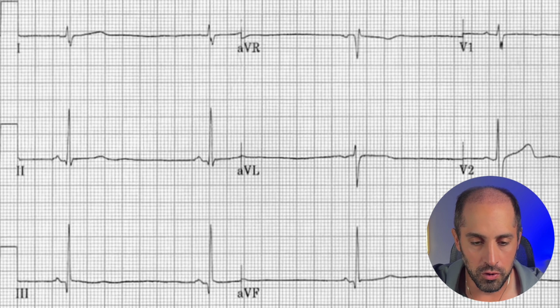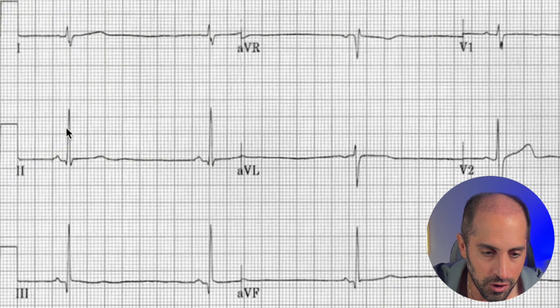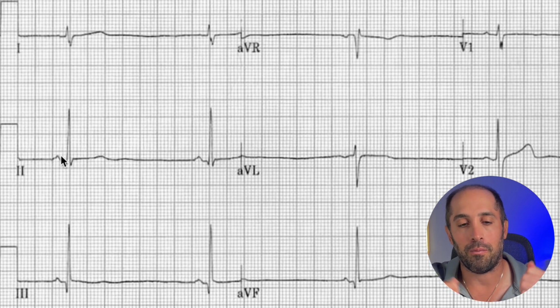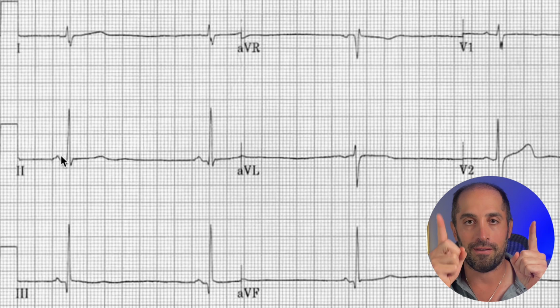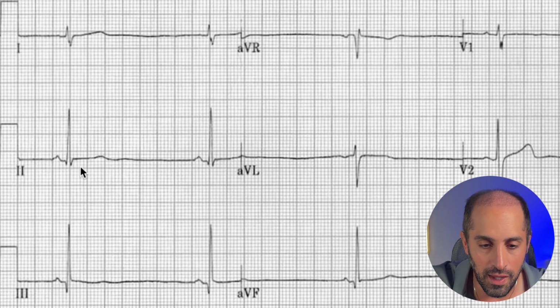We don't have a rhythm strip here, but what you will do is go to one of the leads where you can clearly see the P waves. I can see a P wave right here, then a QRS and a T wave. So I would take a piece of paper and I would mark down the first interval of the P waves from P wave to P wave. And then if you do that, you'll see that they march out perfectly together.